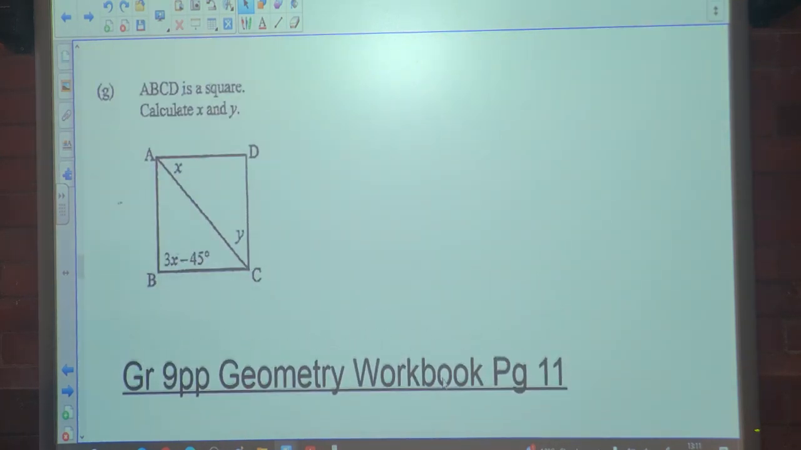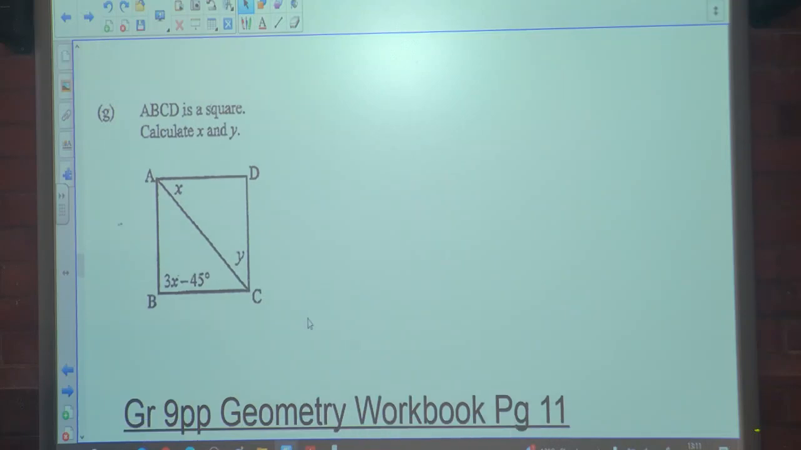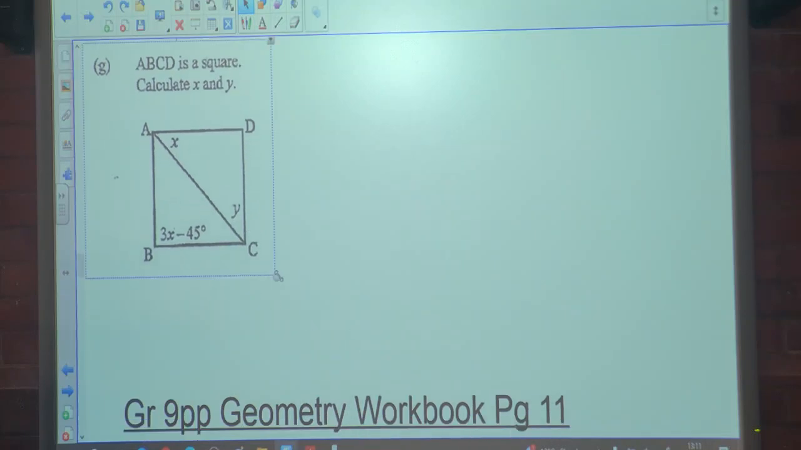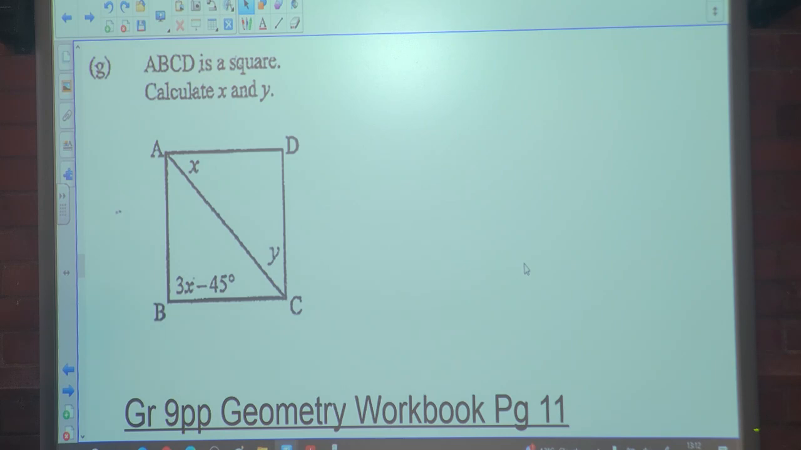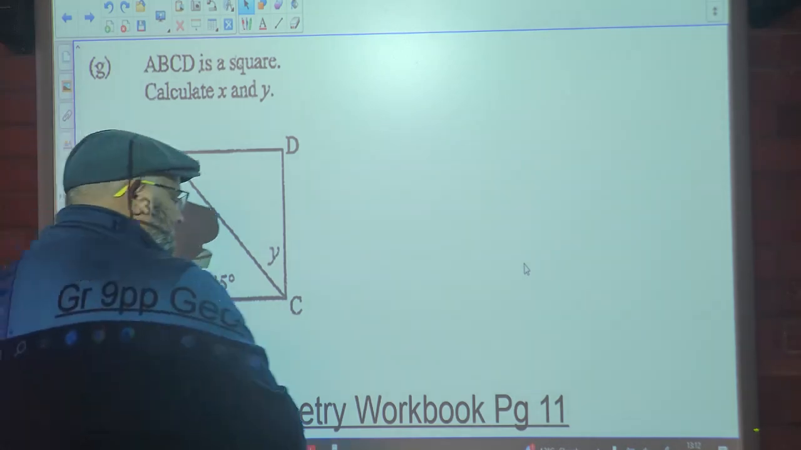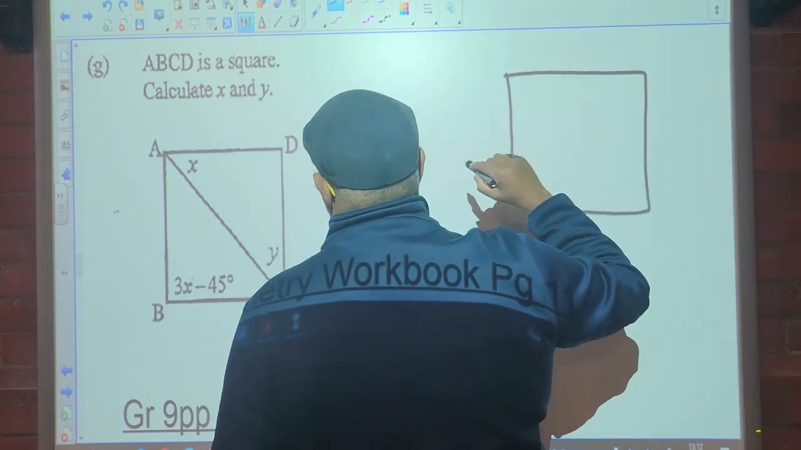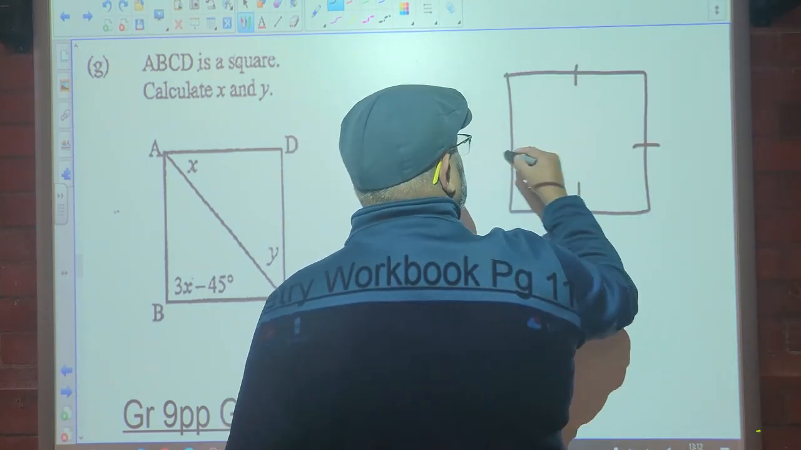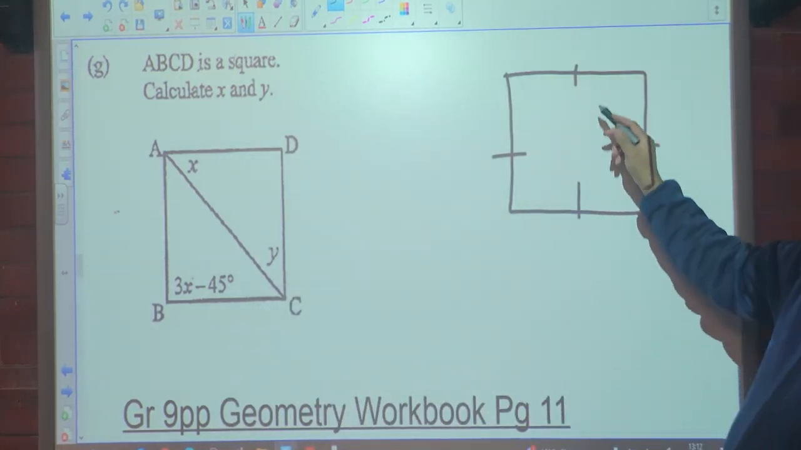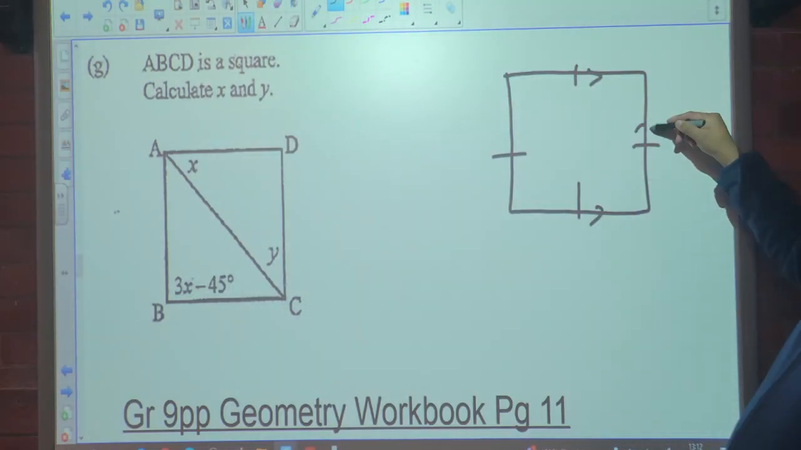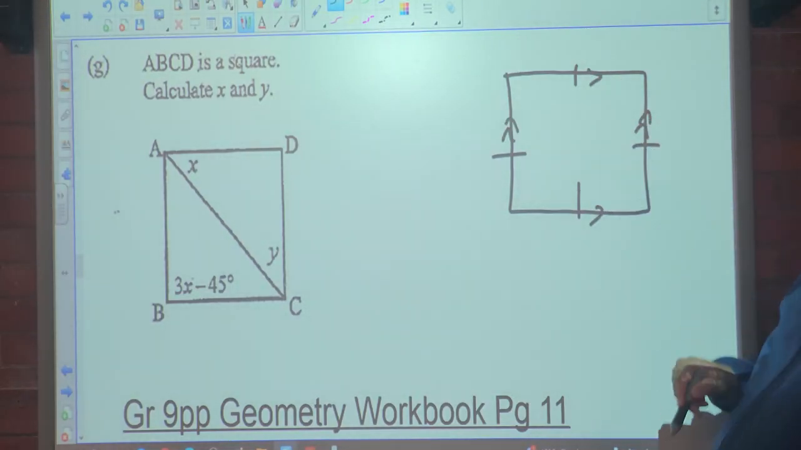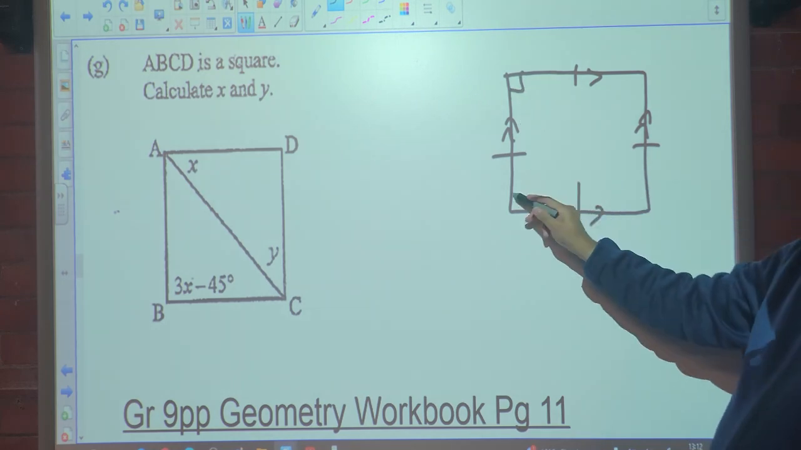You still on page 11? The question says ABCD is a square. There are 6 properties that come to mind for a square. What are the properties? All sides are equal. 7 actually. No? All sides are equal. Two pairs of opposite sides which are parallel, yes. All vertex angles are 90 degrees, yes.